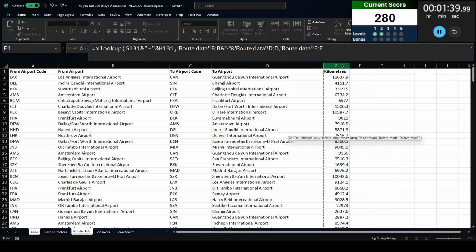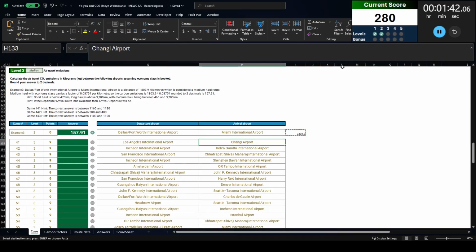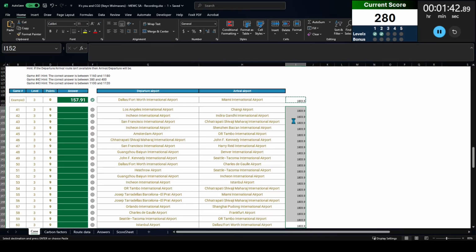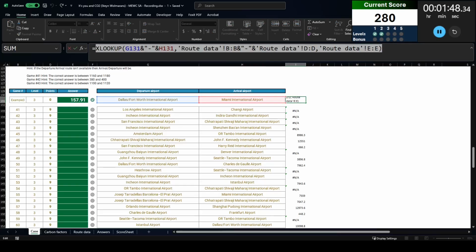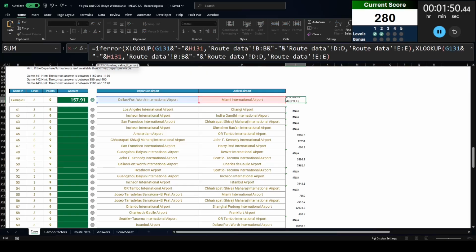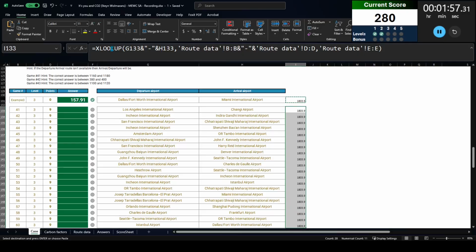Another tricky part is that the departure and arrival airport may not be in the same order as it is on the route data sheet. And so what I'm going to do is use an IFERROR statement. So basically, I'm going to XLOOKUP these airports in the order that they're given to me. If it is not there, look up the same airports in reverse order and then bring back the distance.